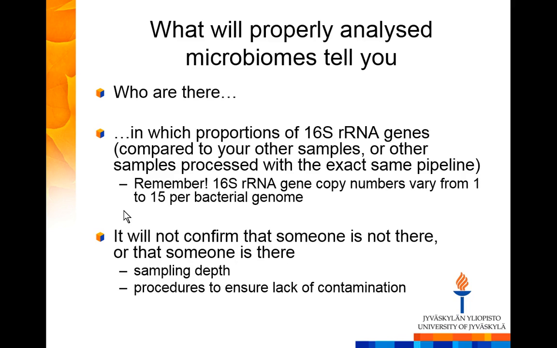Another important thing to remember is that even though you have your identification data, that by itself will not tell that someone really is in your sample or in your studied environment, or that someone is not there. You need additional things. So, for example, if you sample soil, in 1 gram of soil you can easily have 1 billion prokaryotic cells. So 1 billion genomes.